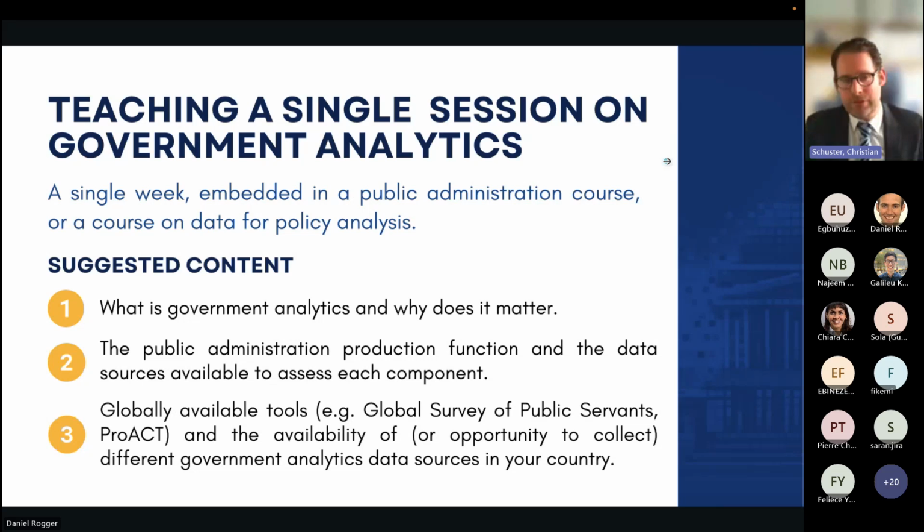And then lastly, we also suggest that you introduce students to the range of existing available global tools that make it relatively low cost, particularly if they exist in your country, to do government analytics. So for instance, the Global Survey of Public Servants, talk about that again in a few slides. PROACT, which is a database of procurement contracts. Where such data is available, it makes it much lower cost for you to do government analytics because the data source is already there. Where such data is not available, you often have to collect it yourself.